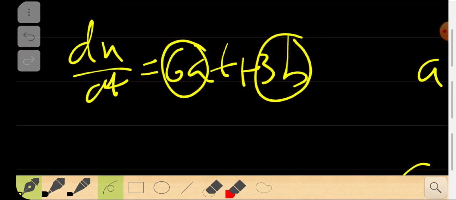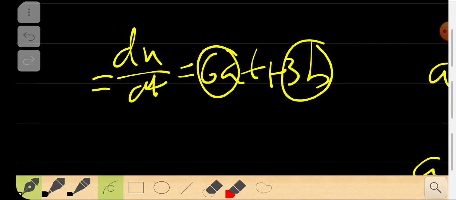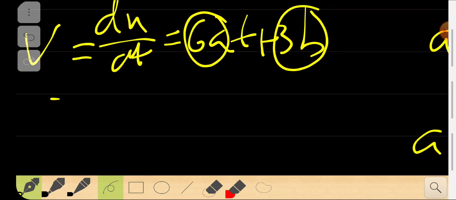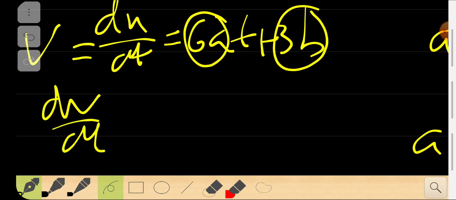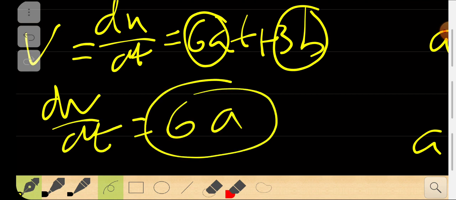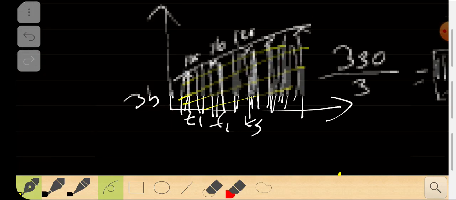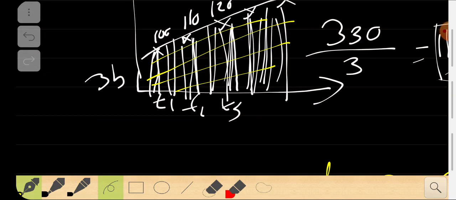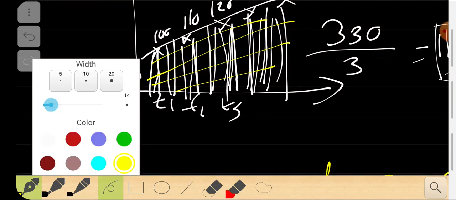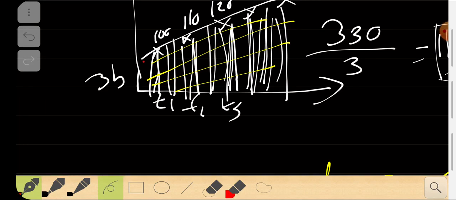Now we have the equation of dx by dt, which is equal to v. Now we can do dv by dt, so it will be 6a. So acceleration has become a constant. Okay, so that means the plot of acceleration is a straight line. So acceleration will look something like this. Okay, it's a straight line.